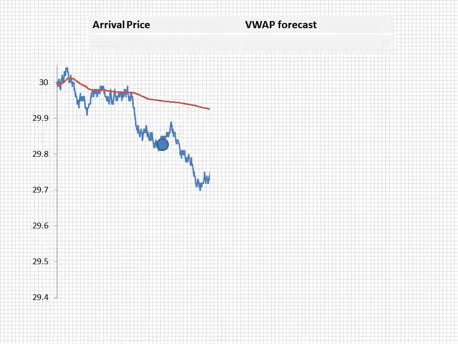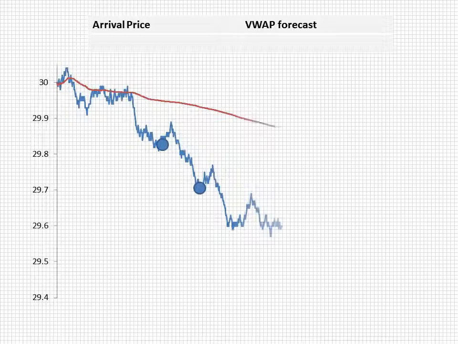The market continues to sell off, and the VWAP forecast is adjusted downward to 29.82. The market price is trading at 29.70. This is the entry point for our second child order, leading us to a net arrival price of the parent order of 29.75. Still well below the VWAP forecast of 29.82. So through midday, this trade is looking good. We're 7 ticks below the VWAP forecast.